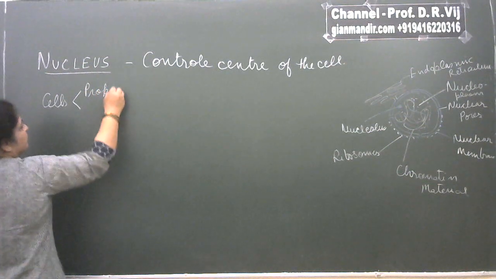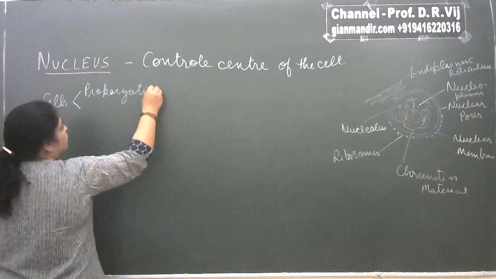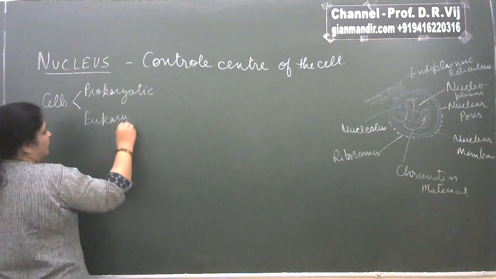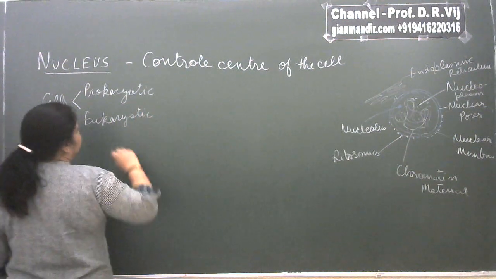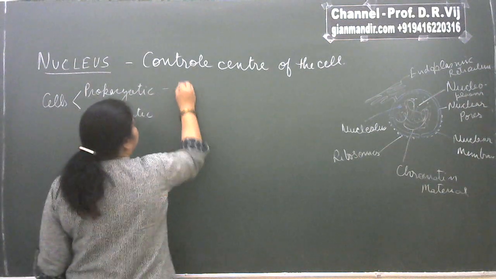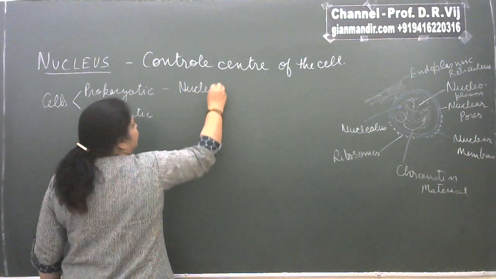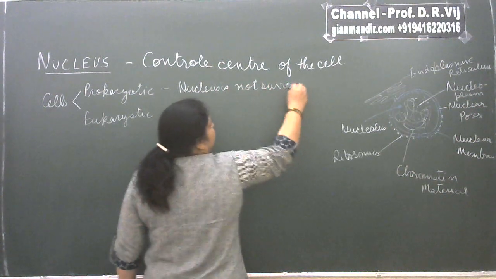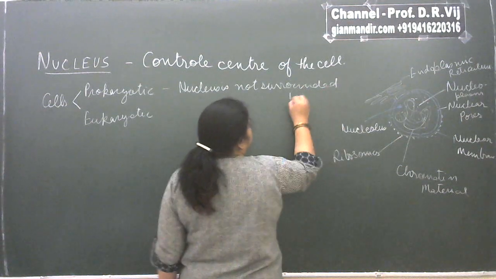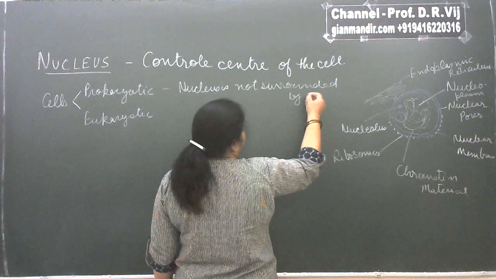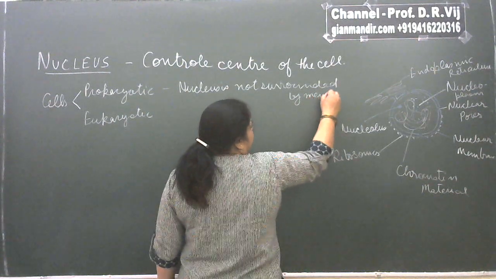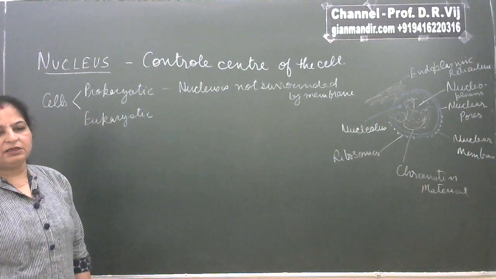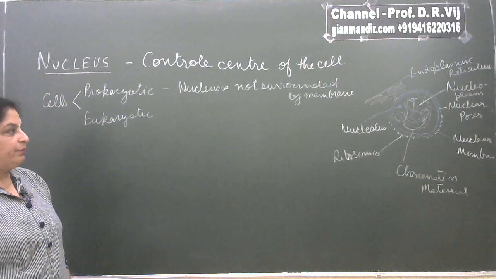You can have prokaryotic cells and you can have eukaryotic cells. Prokaryotic cell means where the nucleus is not surrounded by the membrane. So that type of cells are known as prokaryotic cells. For example, some bacteria are prokaryotic.